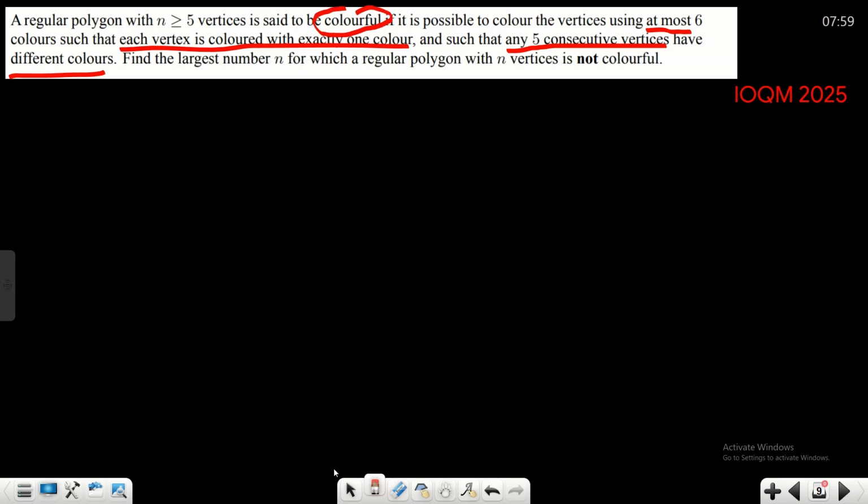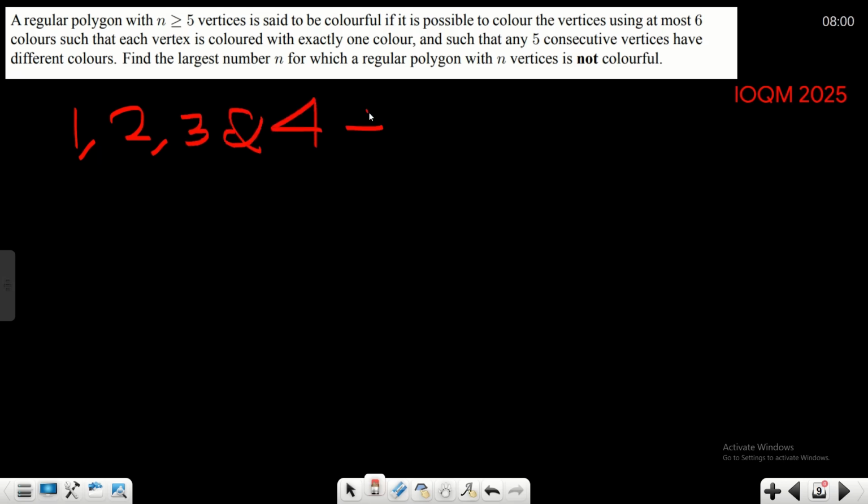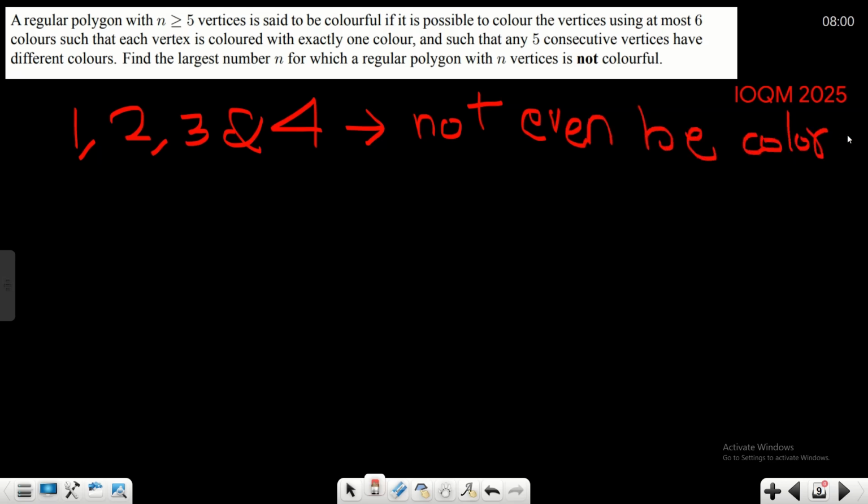Now, first thing to remember, one thing is very logical: if you want to make any 5 consecutive vertices different, with whatsoever value of n, then one thing is clear, that you can't use one color, two colors, three colors or four colors. This is not at all possible, else it will not even be colorful. So this is completely eliminated.